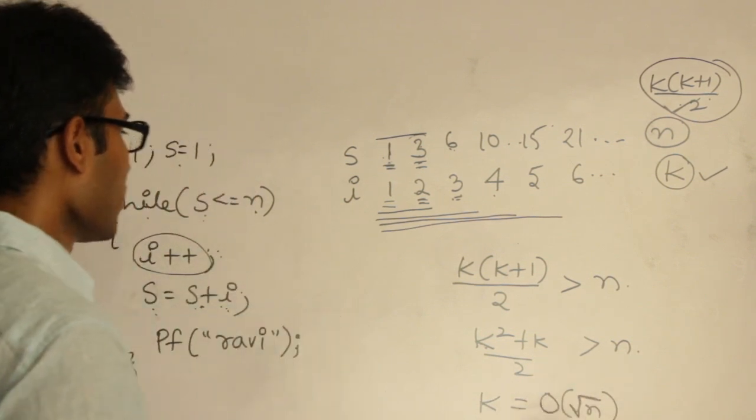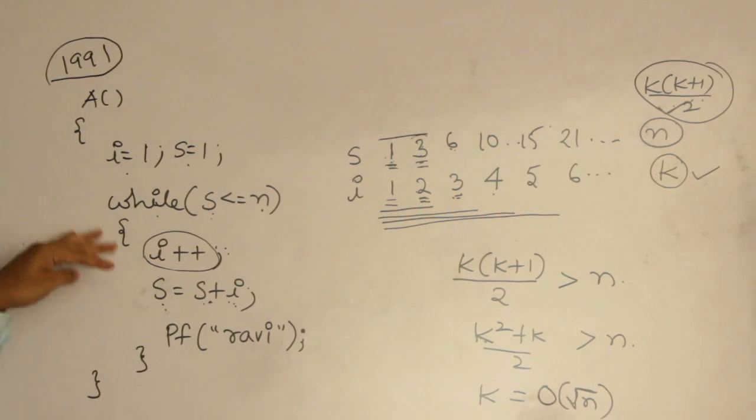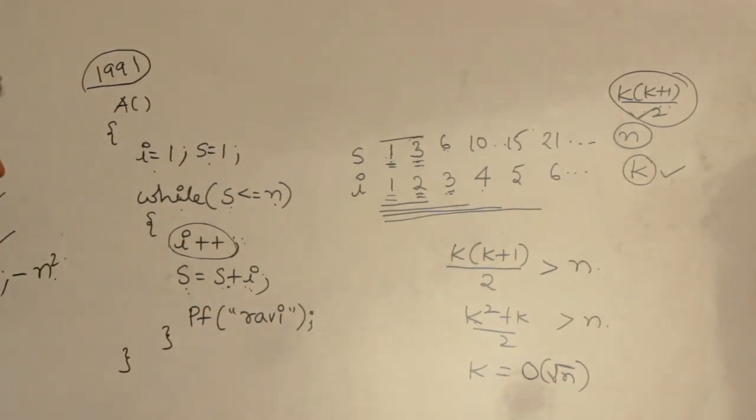Okay, therefore this loop will get executed in order of root n times.